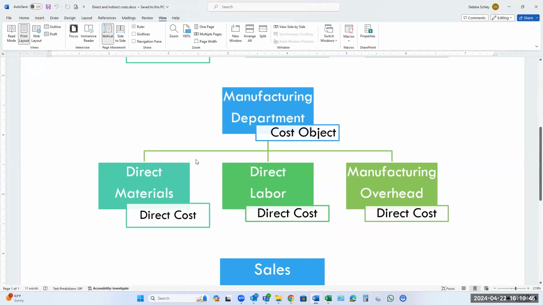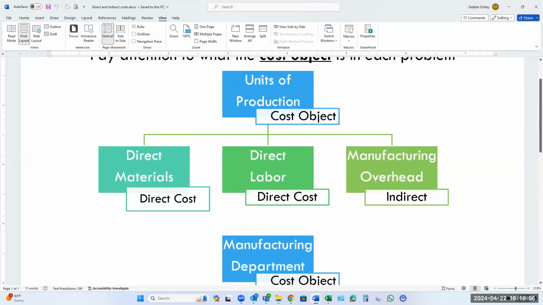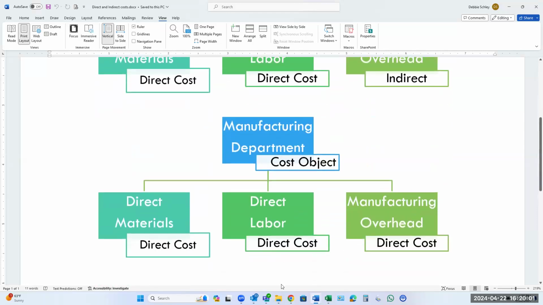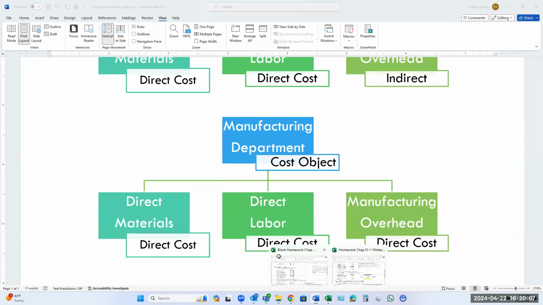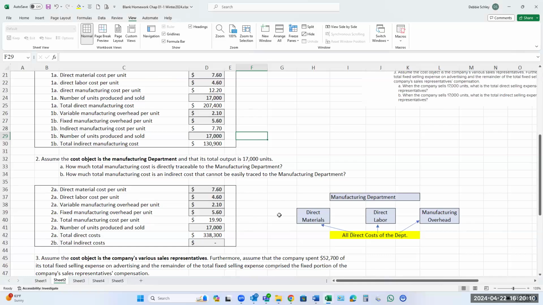Direct materials are a direct cost, direct labor is a direct cost, and manufacturing overhead is a direct cost to the entire department. If you notice, when the cost object was units of production, manufacturing overhead is an indirect cost. Okay, so back to here. These are all direct costs of the department. So our total indirect cost is actually going to be 0. And again, for these others, these are just those same per unit costs that we pulled down from above.